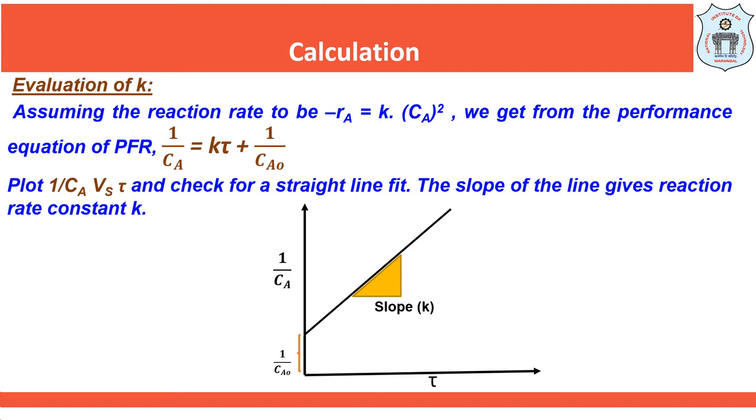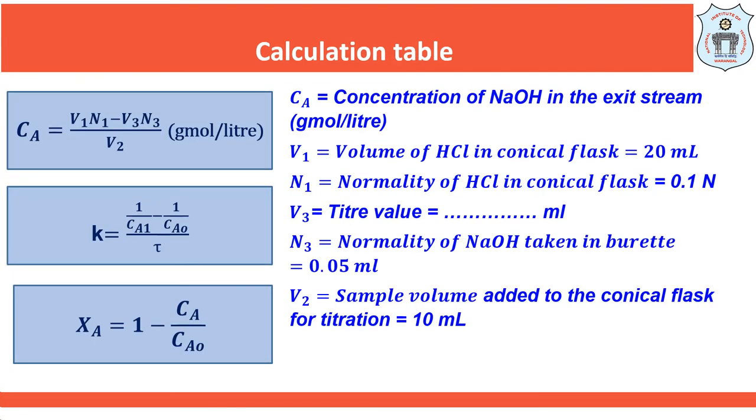So in the next slide, as you can see, the concentration of sodium hydroxide in the exit stream is given by this formula, V1N1 minus V3N3 by V2, right? Then the reaction rate constant is given by 1 by Ca1 minus 1 by Ca0 by tau, right? In this way, you can find out the reaction rate constant experimentally. So for three flow rates, you are going to get the reaction rate constant. Once you find these experimental values, you need to average them to find the average K. And you have the graphical value also with you. You need to compare both, okay?